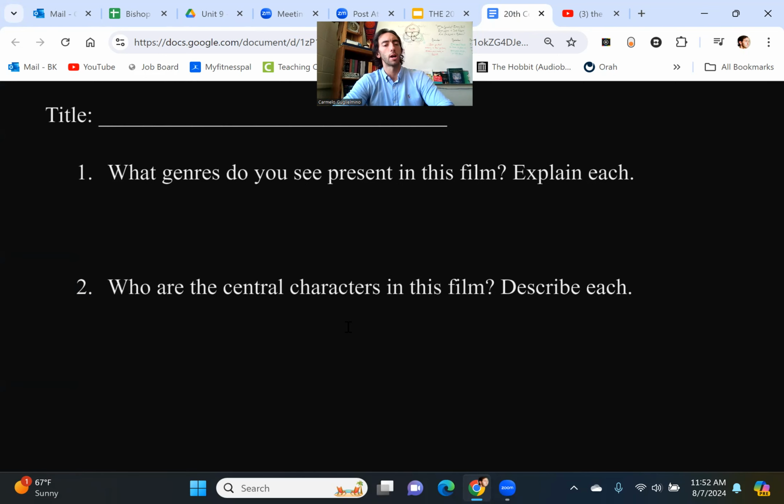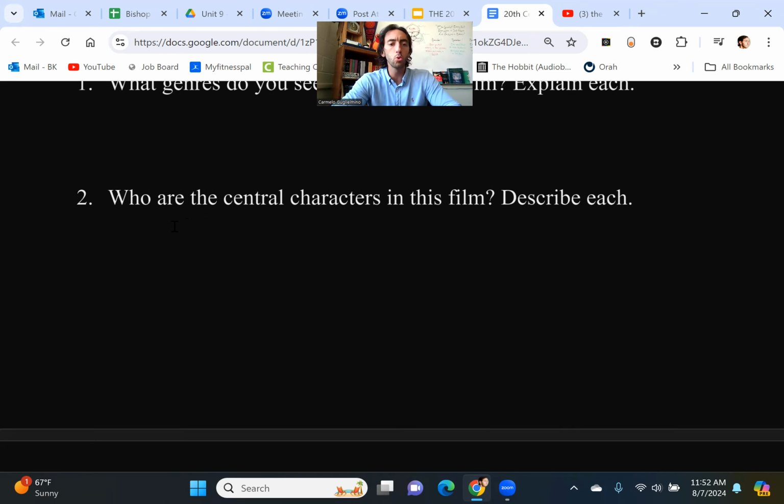Now, what do you need to report on? 5 questions. Number 1, what genres, plural, do you see present in this film? Explain each. So what do we see going on here? How many different overlapping genres? Is there romance? Is there drama? Are there elements of horror? Is there war? Is there all this kind of stuff?